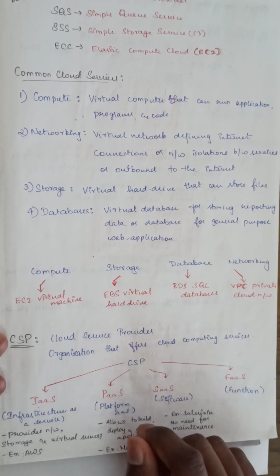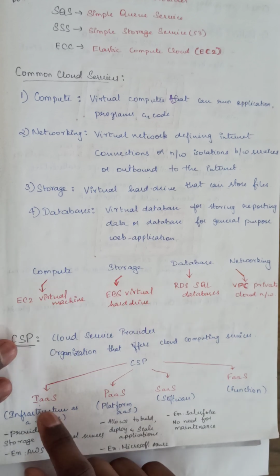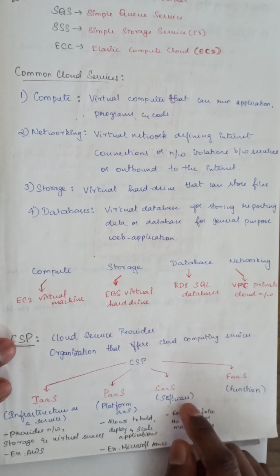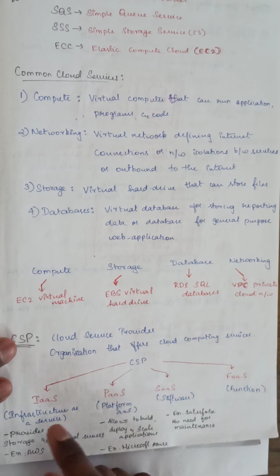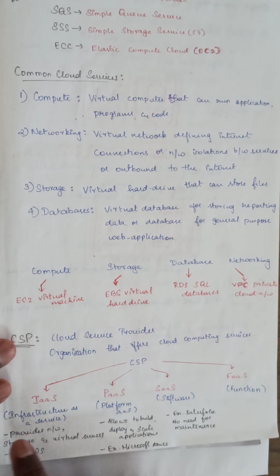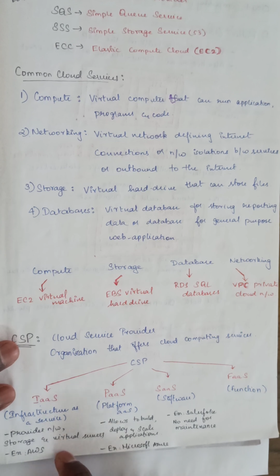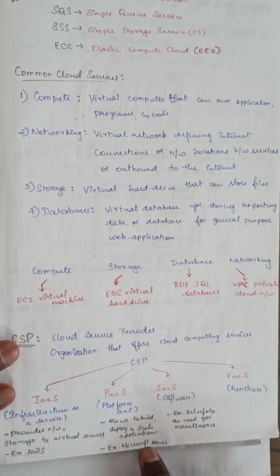Now there are 4 types of services that are provided by the cloud service providers, and they are infrastructure as a service, platform as a service, software as a service, and function as a service. I haven't written any notes for function as a service, but if you go on to infrastructure as a service, they provide network, storage, and virtual servers. An example is AWS, which provides the required infrastructure. And the next is platform as a service, where you are allowed to build, deploy, and scale applications. Microsoft Azure is used for that.